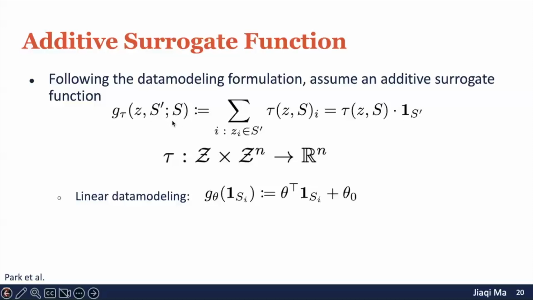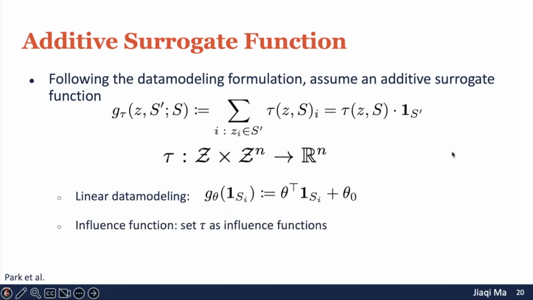So here Si is a subset and S is the full training set. And Z is the test data point. So the tau function is essentially a function that measures the importance of each training data point in this training set S to some output evaluated at a test data point Z. And this importance is measured by an n-dimensional vector. So linear data model is apparently a special case of this additive function.